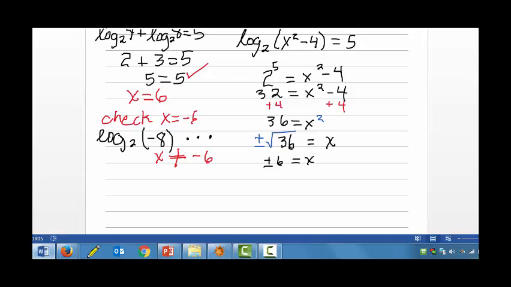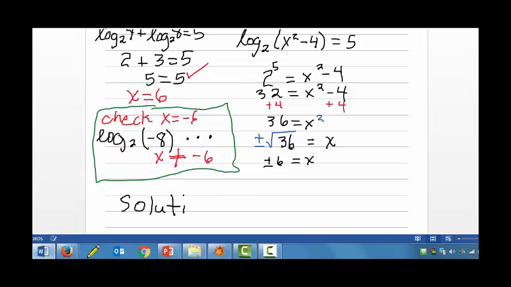All right, so this check right here basically tells us that x can't be negative 6. So if you were given a solution set for this, you would just write the set with a 6 in it. If you were telling what x equals, you would have to make sure you've made it clear that x only equals the positive 6.